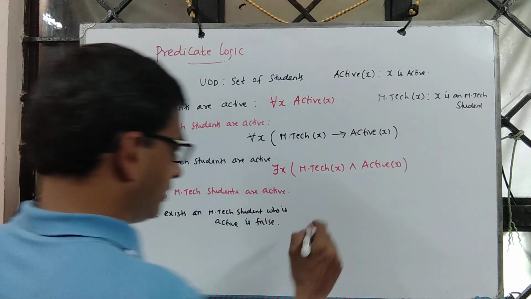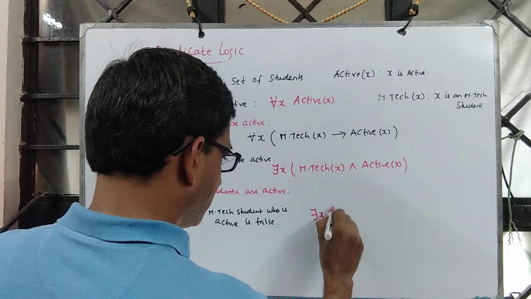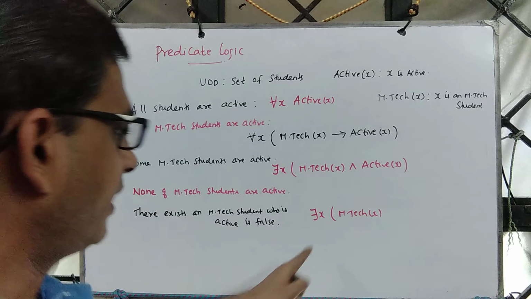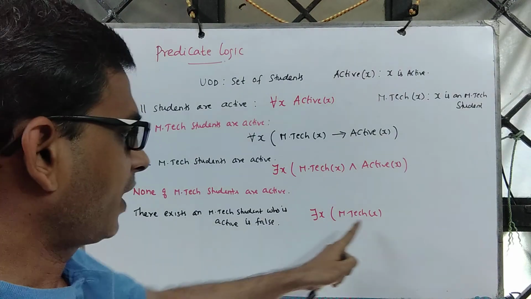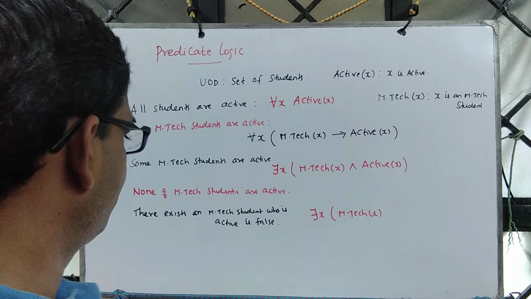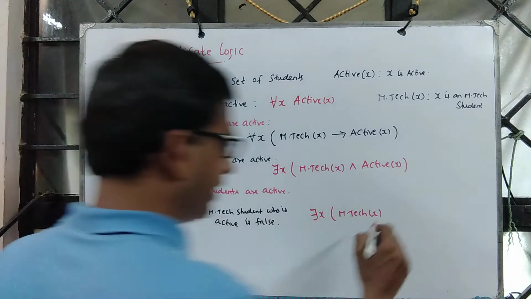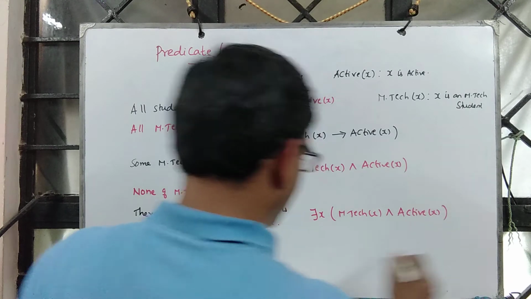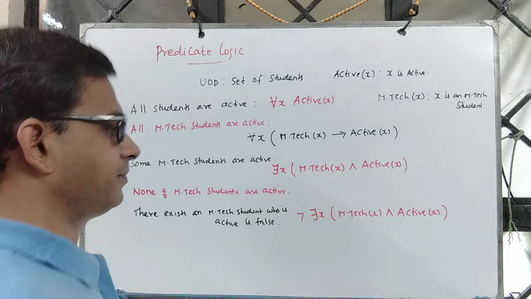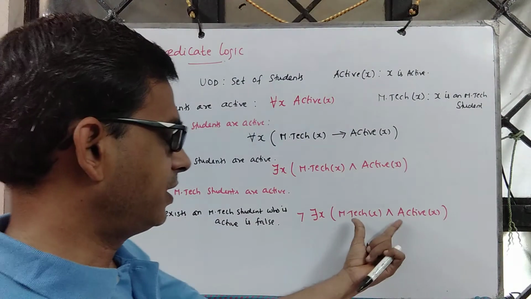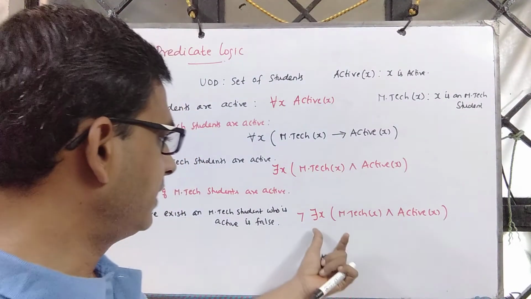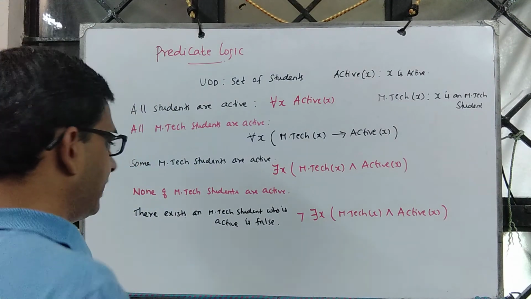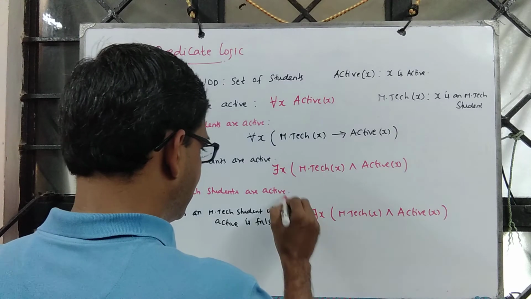So how do we write this? There exists X, MTech of X. First we say X is a student and MTech, and active. This statement is false. There exists an MTech student who is active is false. That's precisely what we have written. So what is that telling us? This and this are equivalent.